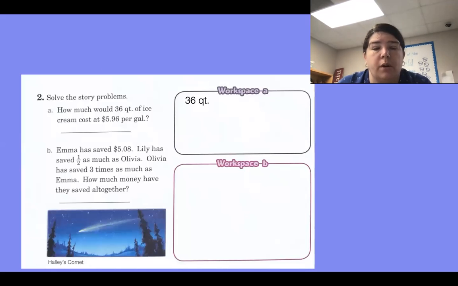We have 36 quarts, and we have $5.96 per gallon. But we can't keep it in gallons. We need to change the quarts to gallons. So we need to figure out how many gallons is 36 quarts. The way we do that is our steps. Number 1 is to divide, because we're going from smaller to larger, we need to divide. Number 2 would be our special number, which is 4, because there are 4 quarts in 1 gallon. And when we divide 36 by 4, we get 9.